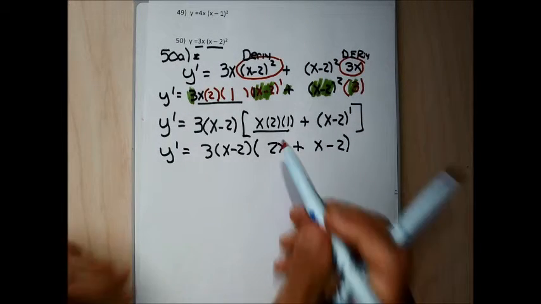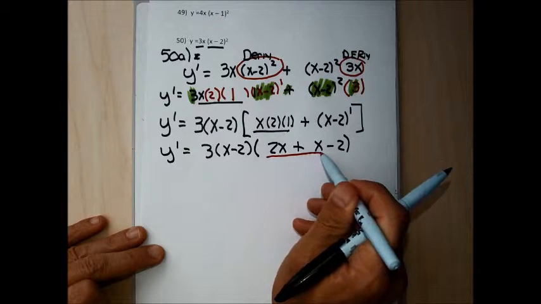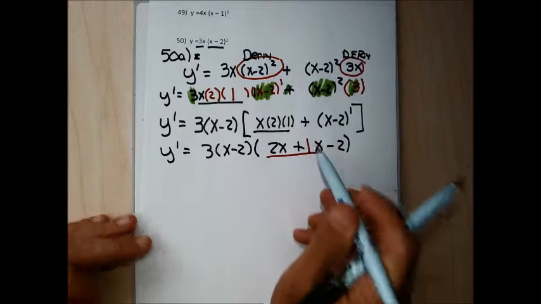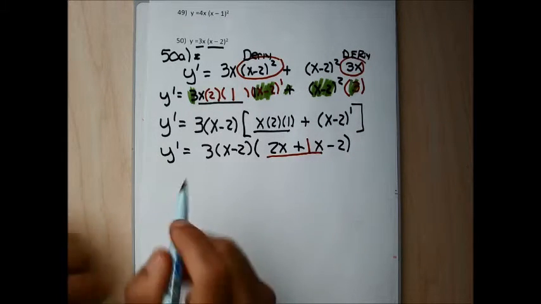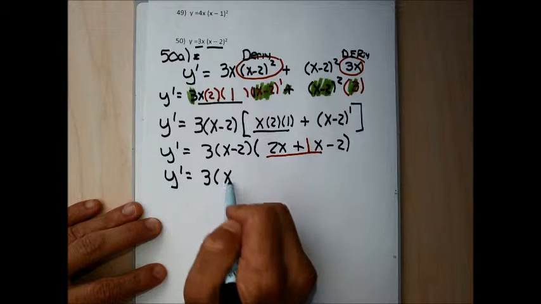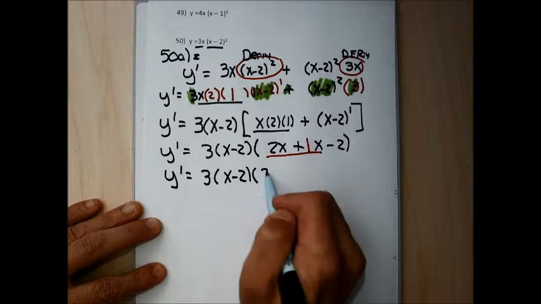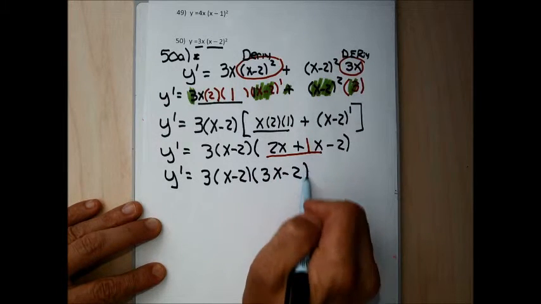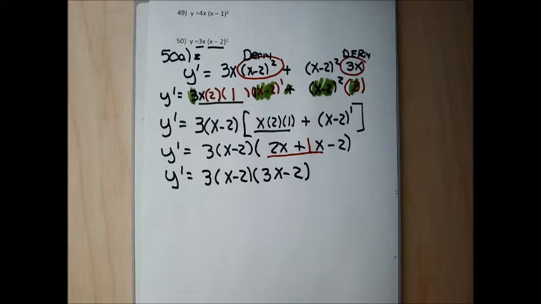And then to finish the derivative up, I'm going to combine these terms. Here's a 2x. The second x is a 1x. When I combine 2x and 1x, I get 3x. So now I have completed my derivative, but I haven't finished part A of number 50.